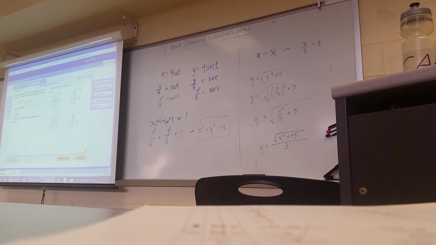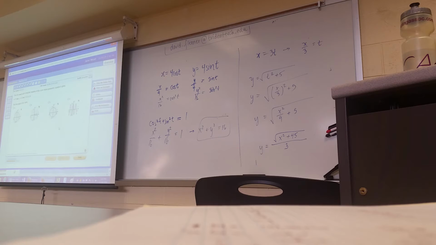Interesting. All right, so that's that one. Number 6 is real similar. It's a rectangular equation. Number 7 is another cosine sine. You can see almost right off the bat that that one's going to be a circle, radius 7. That one.